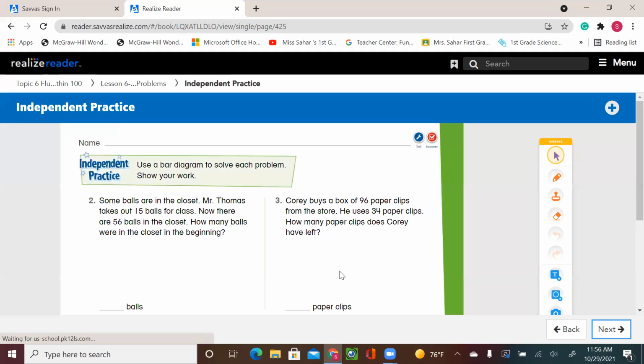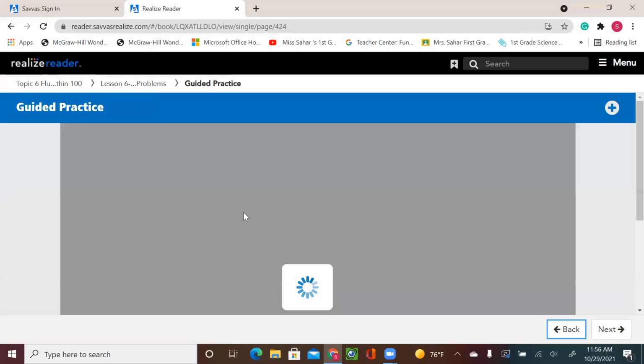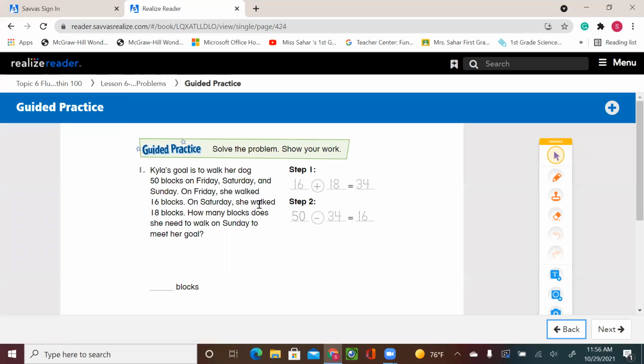To see the example we have. All right. Solve the problem, show your work. Kyla's goal is to walk her dog 50 blocks on Friday, Saturday, and Sunday. On Friday, she walked 16 blocks. On Saturday, she walked 18 blocks. How many blocks does she need to walk on Sunday? So her goal is 50 blocks. So we know that she walked her dog 16 blocks on Friday and 18 on Saturday.